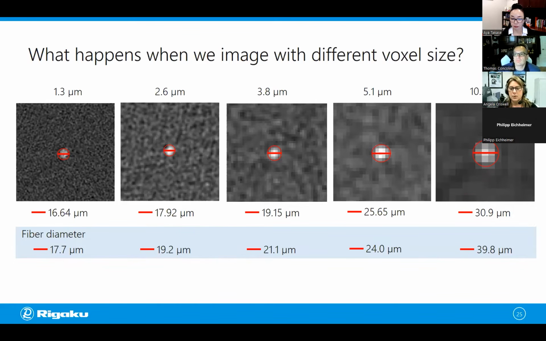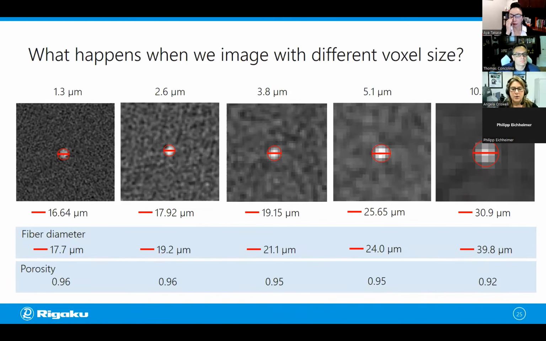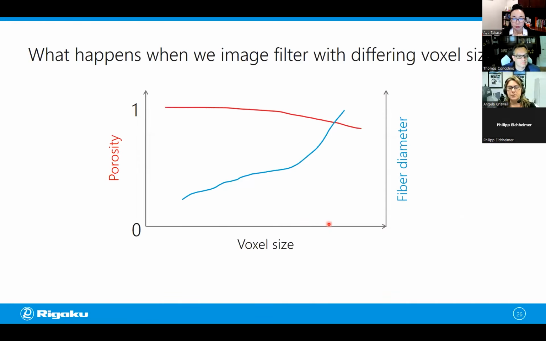One of the other consequences of the binning is that our porosity is going to change as well. As the fiber size increases and binning increases, there's also a decrease in the calculated porosity. That's because as the fibers get larger, more of the mass is associated with the fiber rather than air. If we were to plot these values across a number of different data sets, we would see something like the following. As voxel size increases, fiber diameter is going to increase and the porosity is going to decrease.